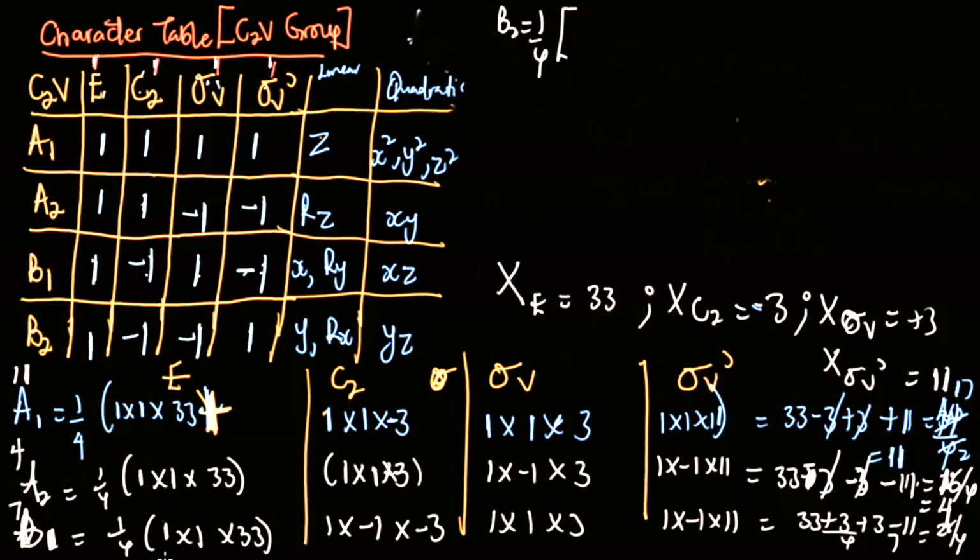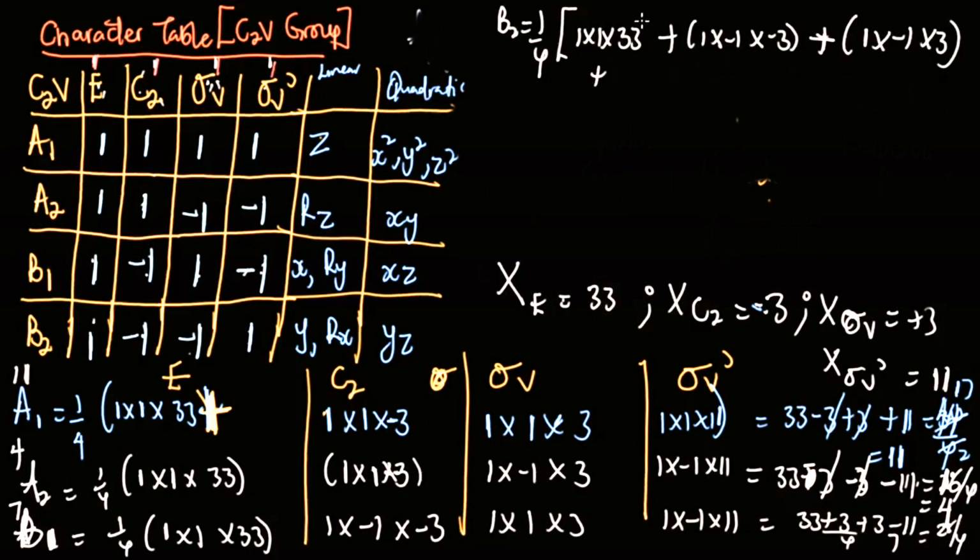So we have this one to be 1 times 1 times 33, plus 1 times minus 1 times minus 3, plus 1 times minus 1 times 3, so this is plus 1 times minus 1 times 3.